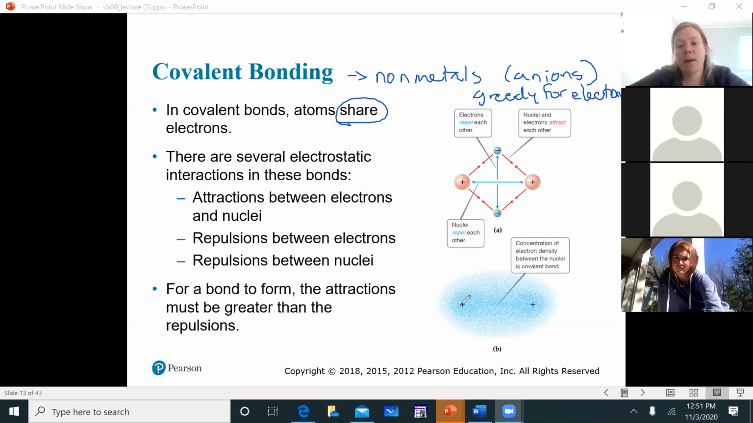There are a couple things that play out in a covalent bond and how that bond is going to look. One of those is the attraction between electrons and the nuclei, repulsion between adjacent electrons, and we'll get into that. That sort of determines the shape, and then repulsion between nuclei. In order for these 2 atoms, this atom here and this atom here, to come together, the attraction needs to be greater than the repulsion.